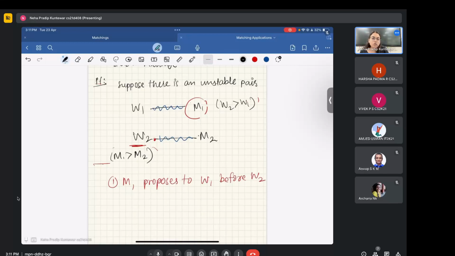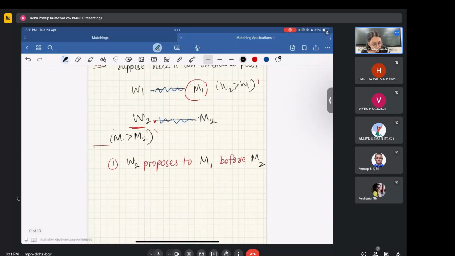So in this case what we did was that women were proposing, so W2 proposes to M1 before she proposes to M2, because M1 occurs before M2. So at that point there are two possibilities: either M1 is single, or M1 is already matched to someone. So let's say M1 is matched to some W.